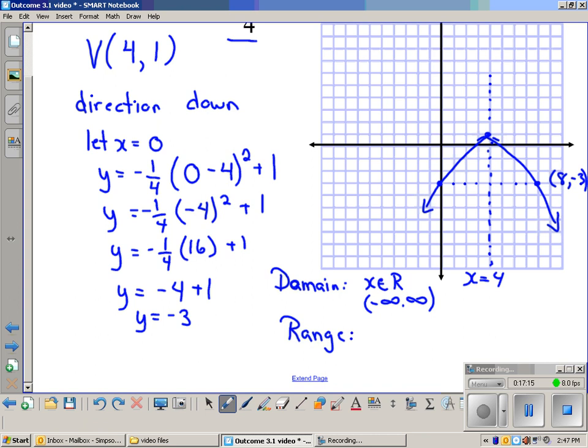This time, y has a maximum value. That maximum value is positive 1. It can get as small as negative infinity. Again, because we don't reach infinity, we'll use a curved bracket. And because we can reach the value of positive 1, we'll use a square bracket on that end.